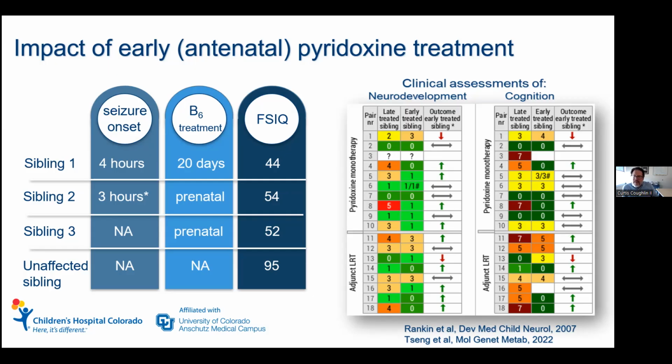But here's some evidence. This is actually on the left. It's just one of my favorite case series where this first patient presented with seizures at 4 hours of life, pretty common time, but wasn't diagnosed with a B6 responsive seizure disorder for 20 days, spent all 20 of those days in the hospital trying different antiepileptics. None of them worked, and finally treated with B6 at 20 days.